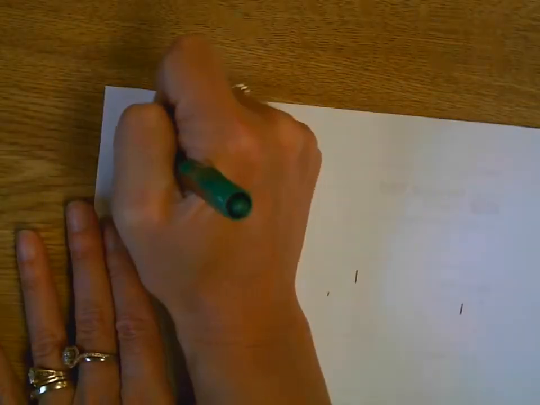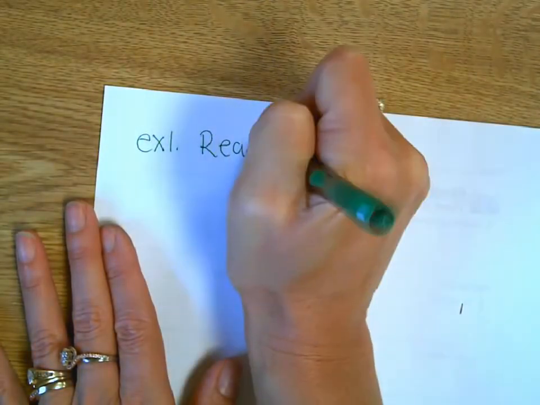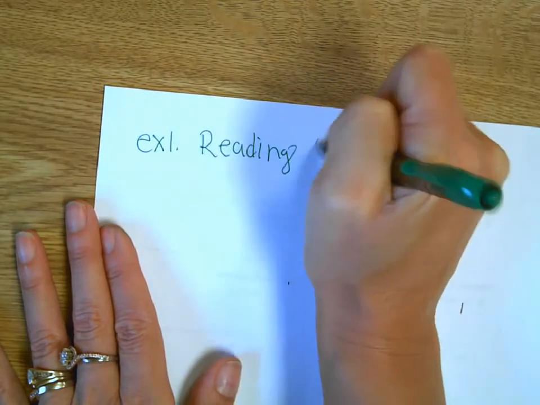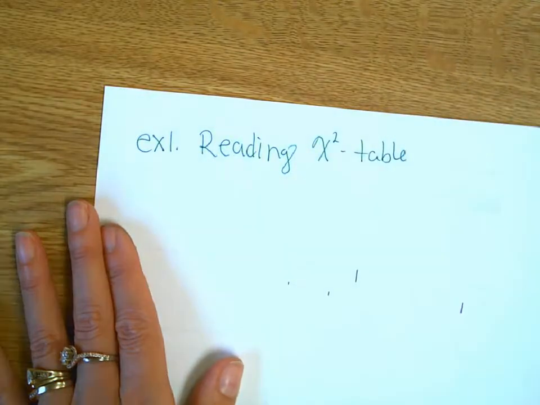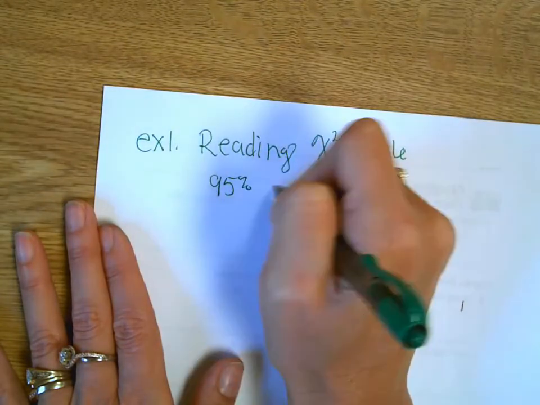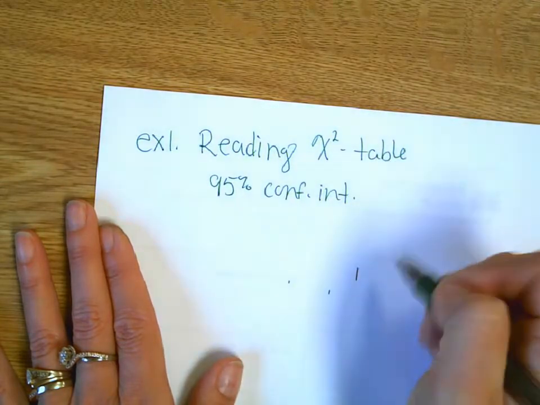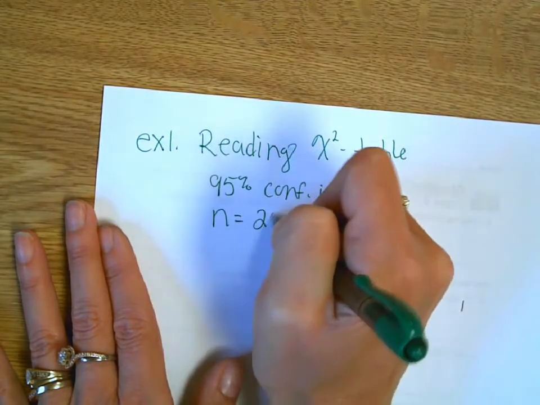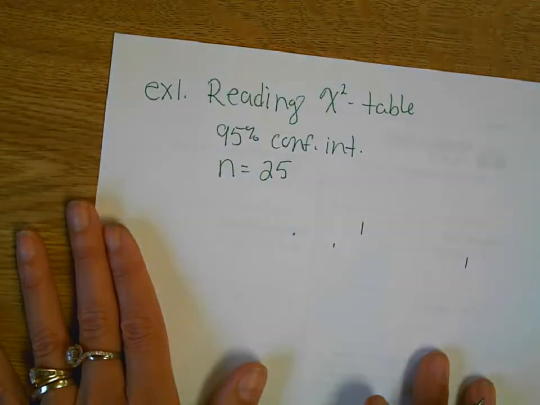Okay, can I get rid of this? Yeah. All right. For example 1, reading the chi-square table. So let's say we had a 95% confidence interval and a sample size of 25 for normally distributed data. Can you find the chi-square left and chi-square right?